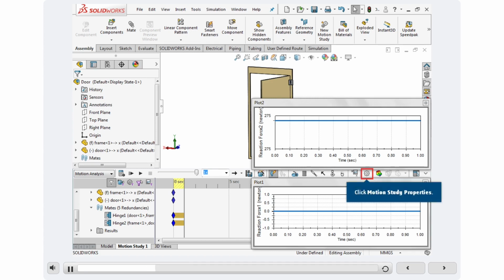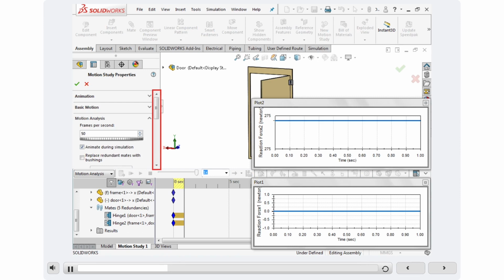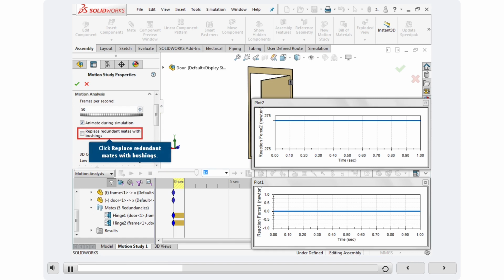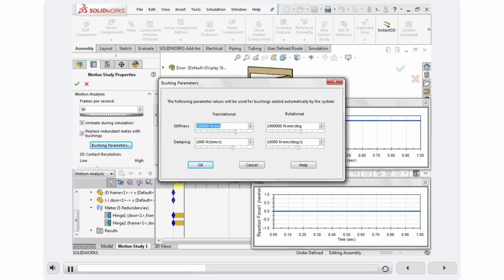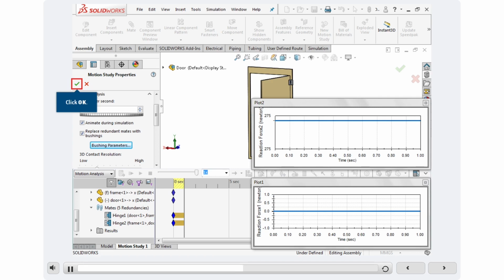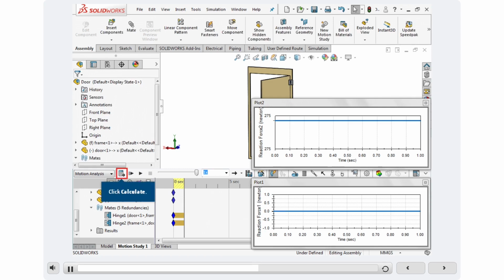Click Motion Study Properties and scroll down. Select Replace Redundant Mates with Bushings. Click Bushing Parameters. If we want to change the stiffness and damping values, we can change it here. For now, keep the default values and click OK to close the dialog box. Click OK again to close the Motion Study Properties Manager. Click Calculate.